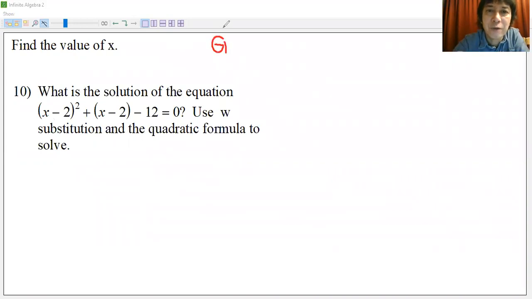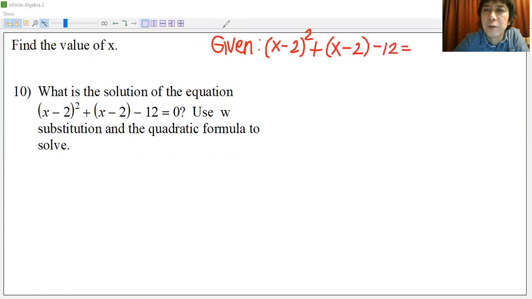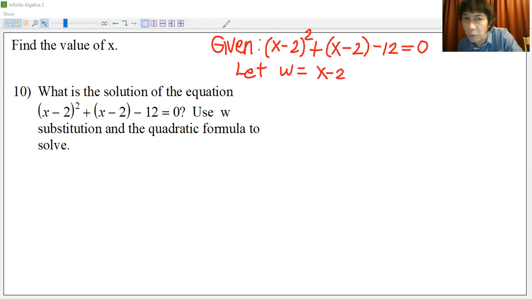So from the given equation, here is (x - 2)² + (x - 2) - 12 = 0. According to the instruction, we shall make use of W. So we will let W be equal to x - 2. Where you see x - 2 in the equation, you replace it with W.